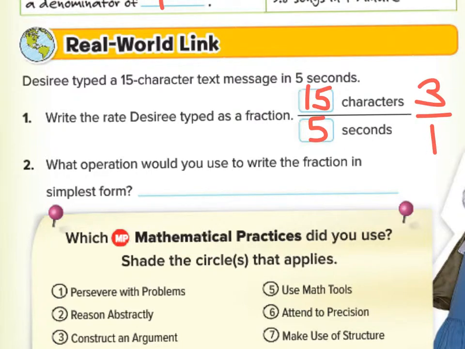So what operation would you use? I would use division. I found the greatest common factor, and I divided each of these numbers by that factor. So I divided, the greatest common factor between these two is 5. So 5 divided by 5 is 1, and 15 divided by 5 is 3.